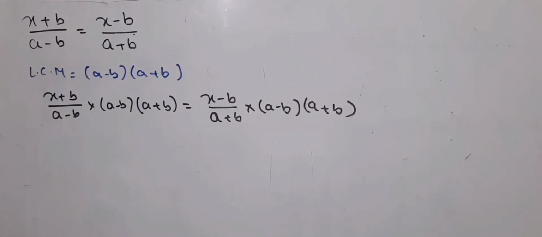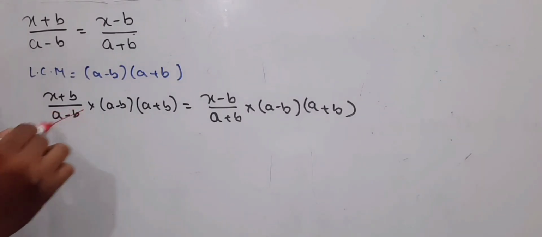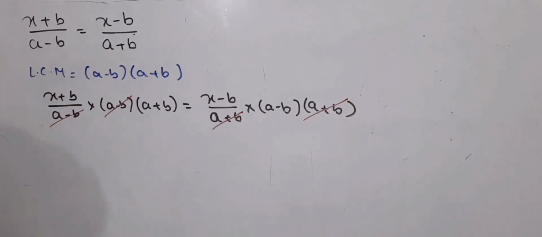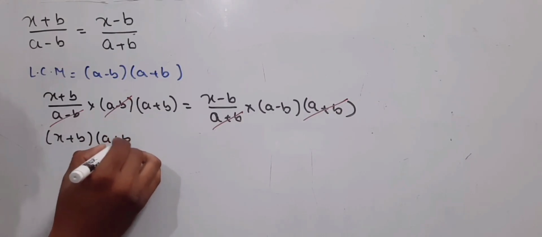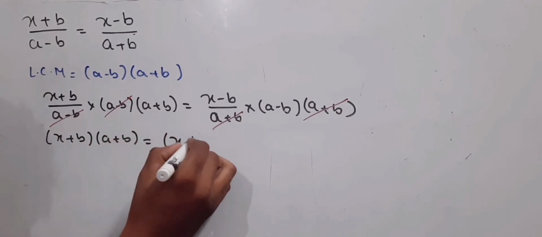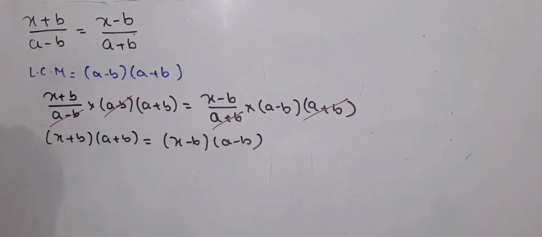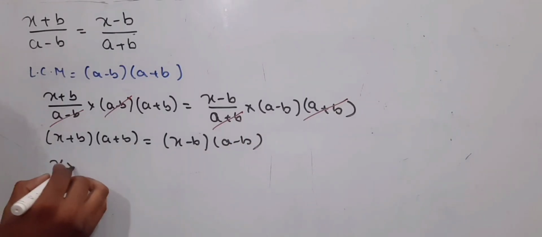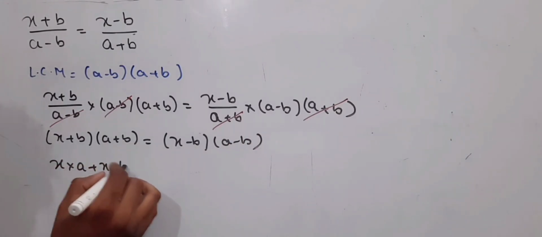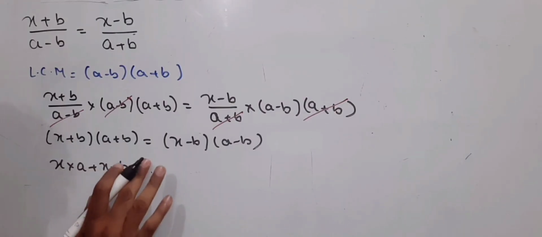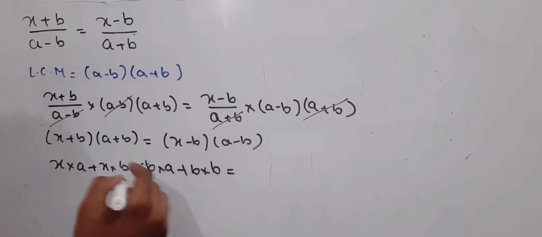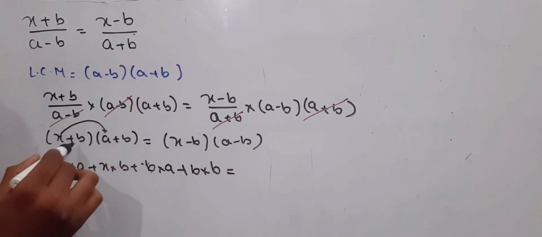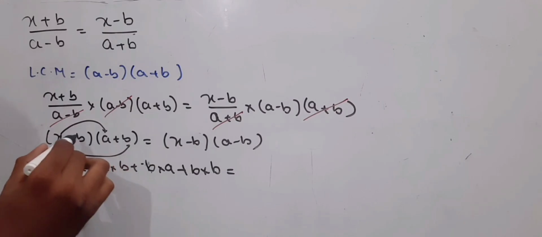After that, remove whatever is the same on both places. Now let me see what we are left with. When two things are together, keep them in a bracket: a plus b equal to x minus b and a minus b. Simple. After that, you know what you have to do: x into a plus x into b, plus b into a plus b into b, is equal to this one into this one, then this one into this one.